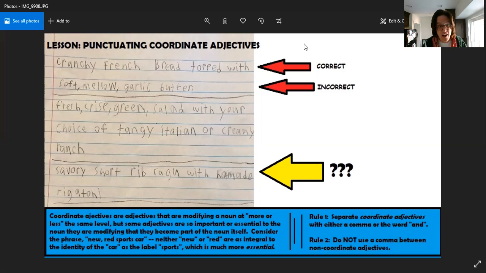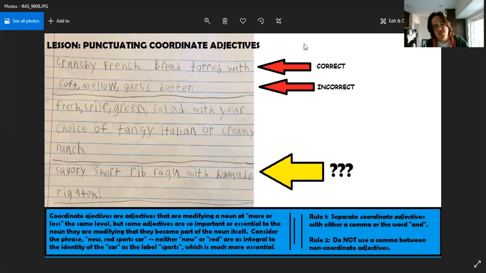A non-coordinate adjective is an adjective, in the case of today's example, that has more essential, primary meaning in modifying a noun. So it's kind of weird that we describe it as the negation of a coordinate adjective, a non-coordinate adjective. We can call these essential adjectives. These are adjectives that are so important to the meaning of the noun they're modifying that they essentially become part of the noun themselves. So there's an example down on the bottom about the idea of a sports car.